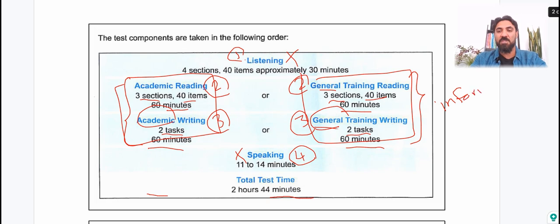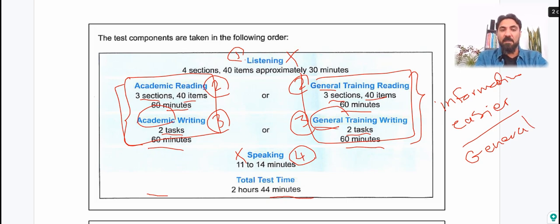So the information, as you will see from the name, would be easier if you are doing the general exam, because it's general, right? And if you're doing the academic exam, it would be a bit harder, or in professional terms, it would be more academic.